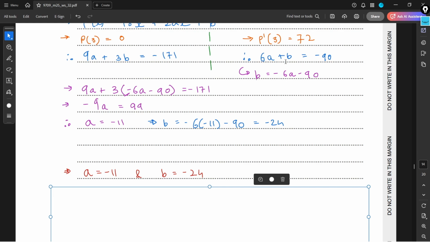From the second equation, I've just made b the subject of the formula, then substituted that in the first equation. From here, I got a equals minus 11. Then putting this minus 11 in this equation, I'll be getting b as minus 24. So yes, that is how I solved the first part.